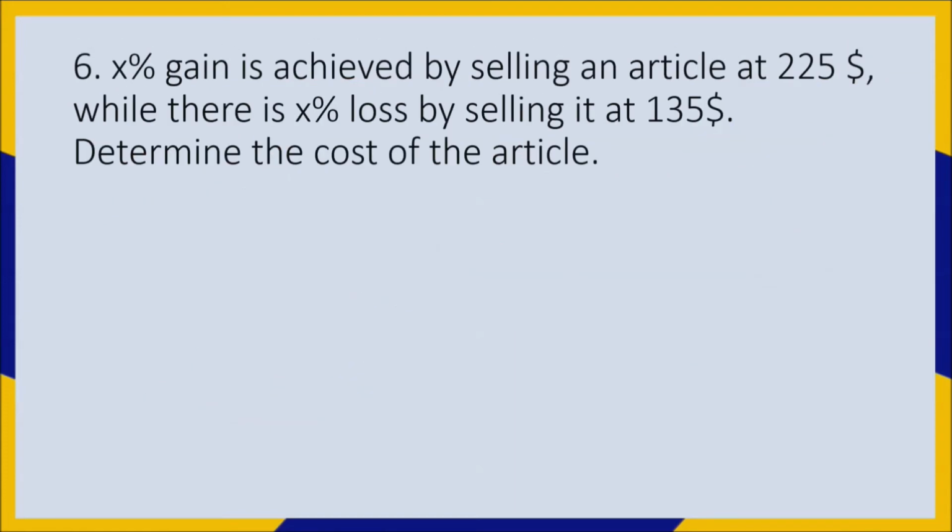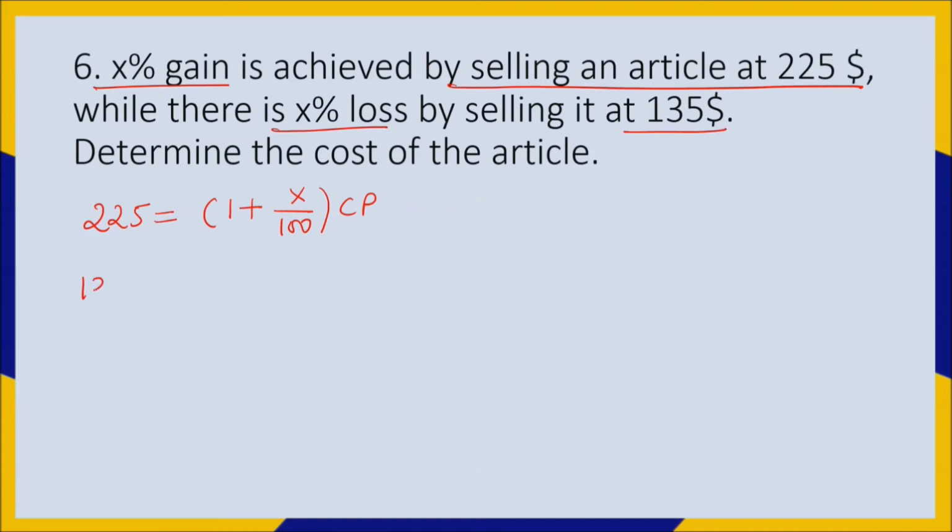Question number 6 बोलता है that x% gain is achieved by selling an article at 225. So when you are selling at 225, your gain is, you can say, x%. So 1 plus x upon 100 into CP. This is what your 225. And there is a loss. Loss कितना हो रहा है, x%. When you are selling at 135. 135 पे बेचने पे वी आर गेटिंग अ लॉस, 1 minus x upon 100 into CP. Okay, so determine cost of the article. We need to find out what is CP.